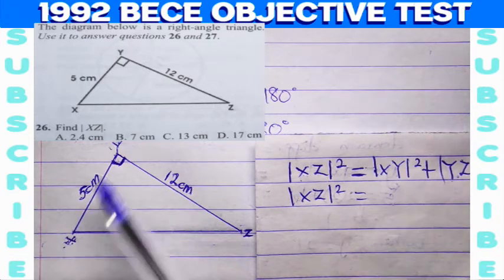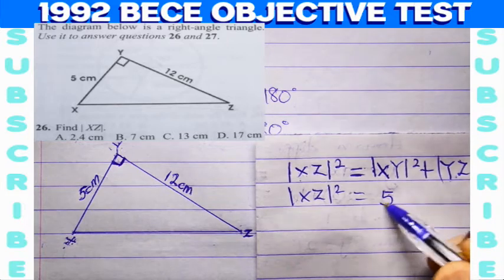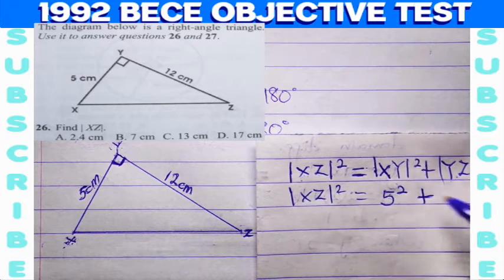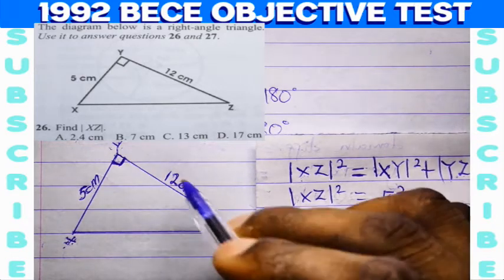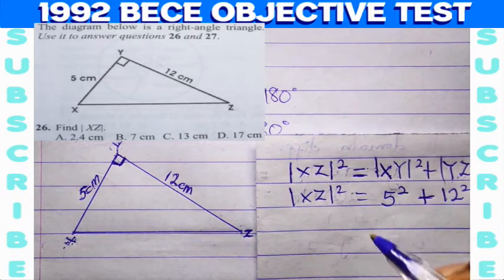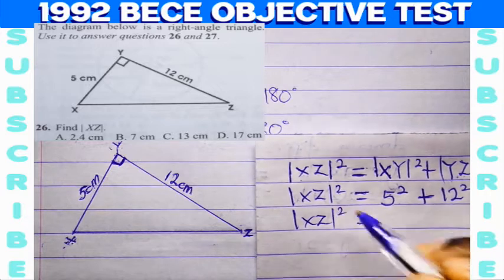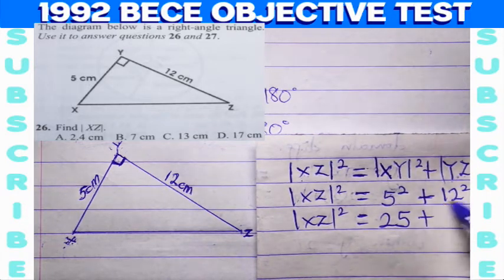When we take the length of xy, it is 5 centimeters. So we take the 5, then we square it, plus yz squared. The length of yz is 12 centimeters. So we take 12, and then we square it. So xz squared will be equal to 5 squared, which gives us 25, plus 12 squared, which gives us 144.